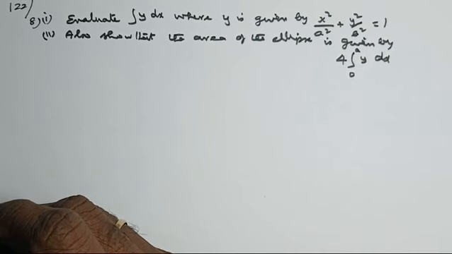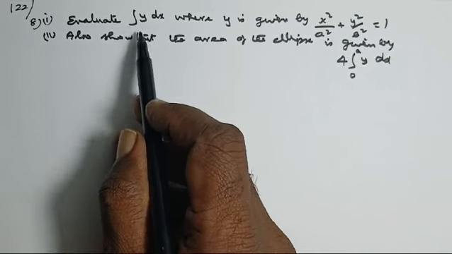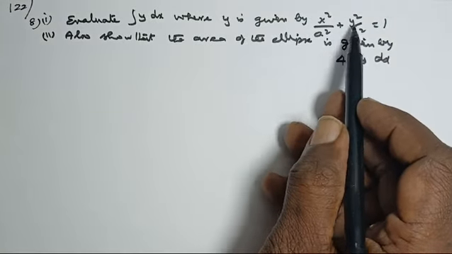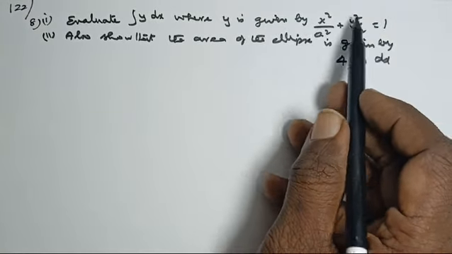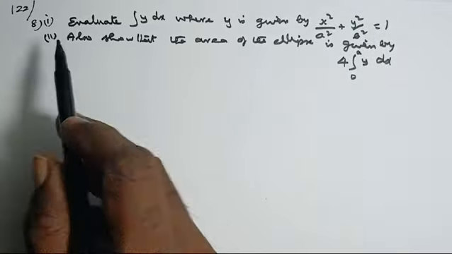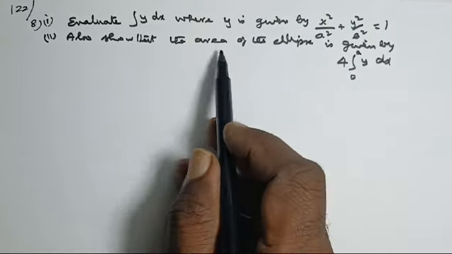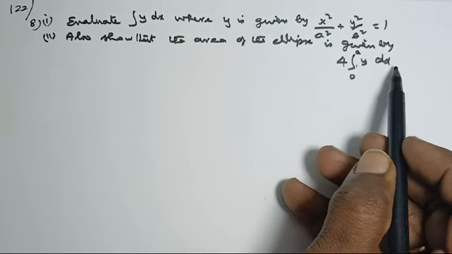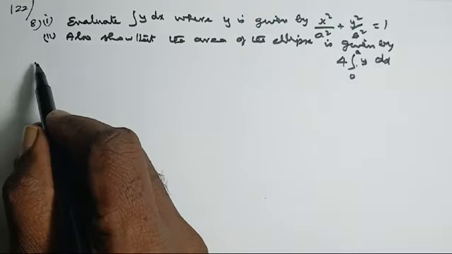Problem number 8, subdivision 1. Evaluate the integral y dx where y is given by x squared by a squared plus y squared by b squared equal to 1, the ellipse. This is the equation of an ellipse. Number 2, also show that the area of the ellipse is given by 4 into the integral 0 to a y dx. Now come to subdivision number 1.